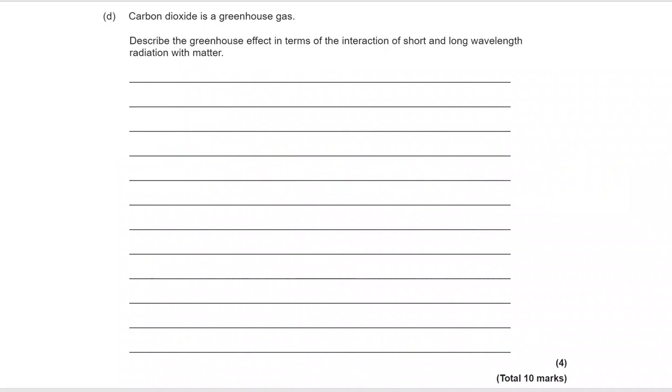To finish off part D, describe the greenhouse effect in terms of the interaction of short and long wavelength radiation with matter. It's a very specific answer that you need here. Some very key details in this topic that you are going to have to remember.